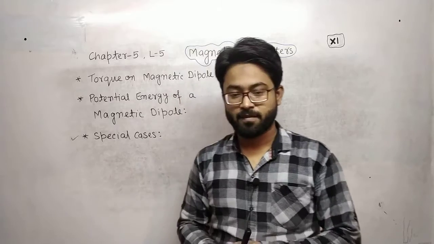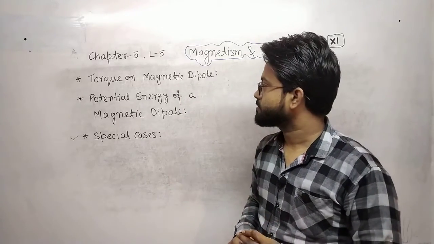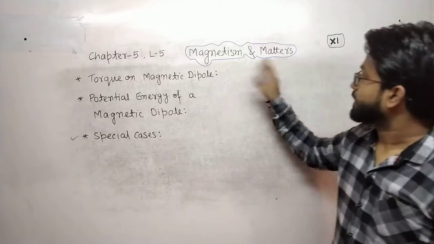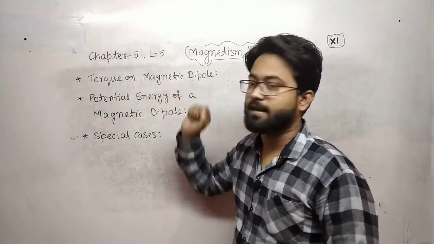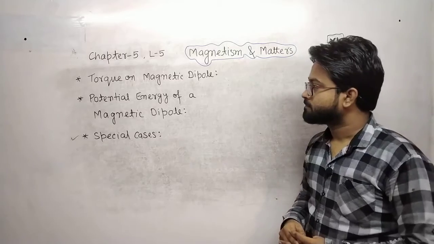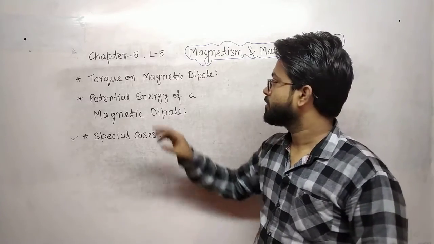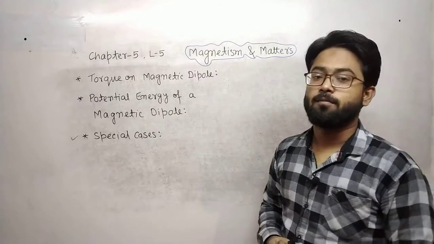Hello students. Now in this video we will discuss magnetism and matter, chapter number 5 and lecture number 5. First point, that is torque on a magnetic dipole.